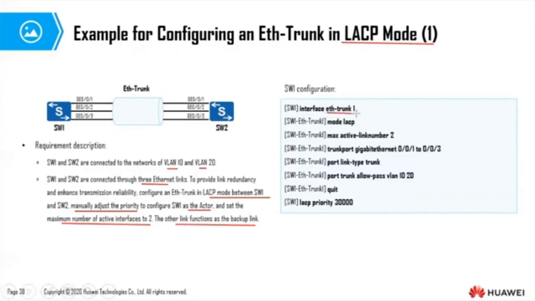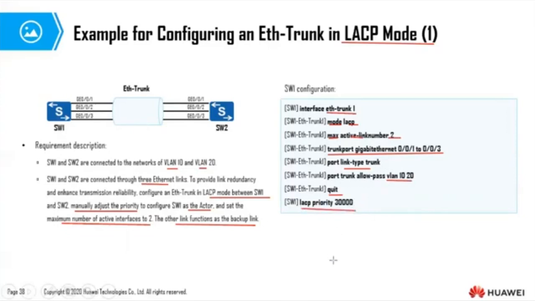You create the Ethernet trunk using that command. Then use the command mode LACP because we want to use LACP. Then max active link number, we want 2. Then you add the respective links from 1 to 3 there to the Ethernet trunk. Then port link type trunk, because the interconnecting switches allow passing VLAN 10 and 20. Then you quit. Then you configure the LACP priority.